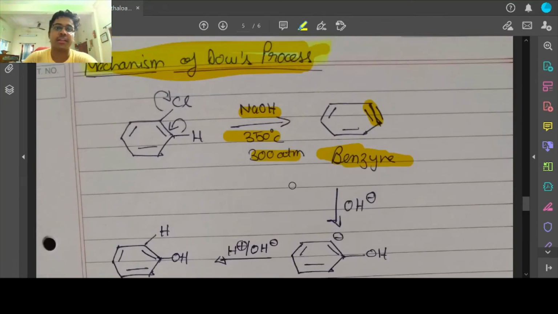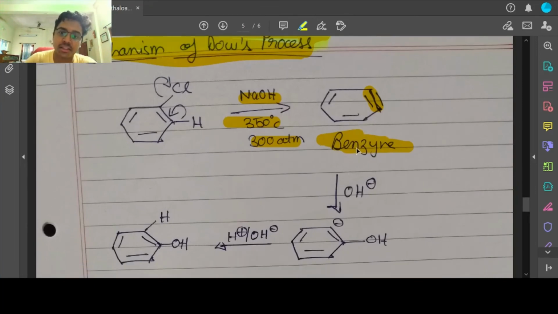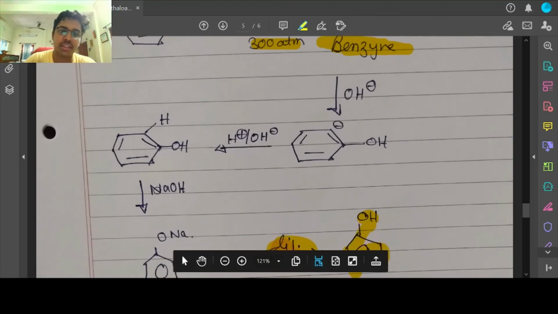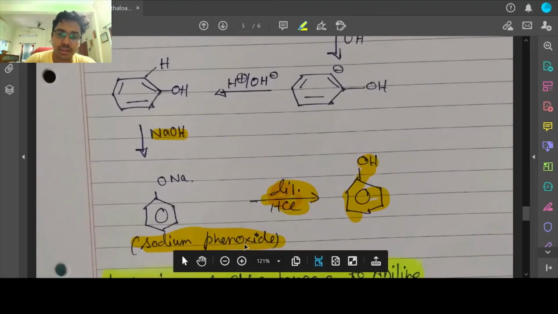So a benzyne intermediate is formed. This is very important. You might be encountering the term for the first time. This benzyne on treatment with OH minus gives this compound. This one on treatment with H plus gives phenol. This phenol on treatment with NaOH gives ONa, sodium phenoxide. This sodium phenoxide on treatment with dilute HCl gives phenol.